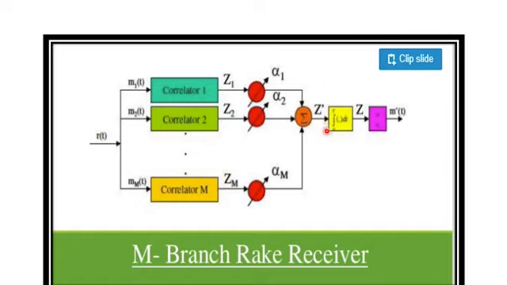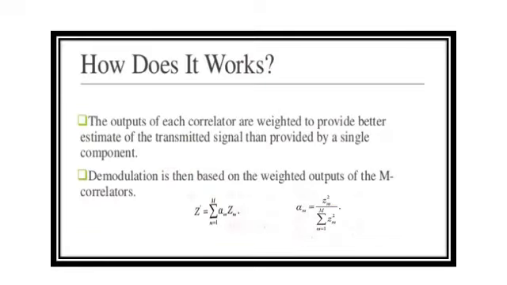After that, the signal is passed through an integrator, thereby we will get Z. Then the signal is passed through a decision network, which gives the exact replica of the original signal, that is n dash of t.